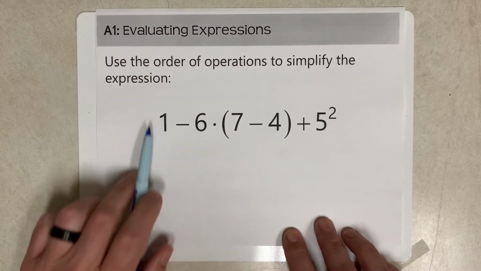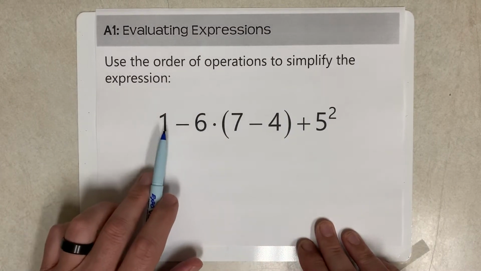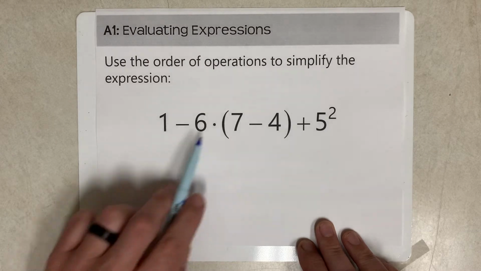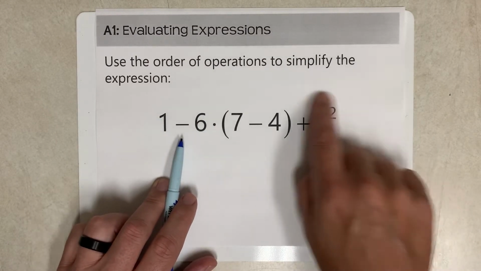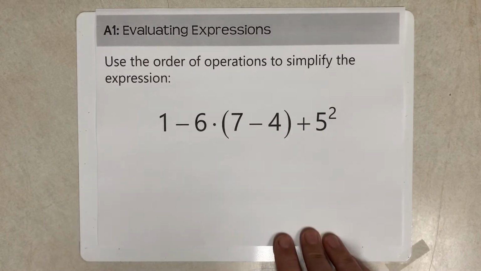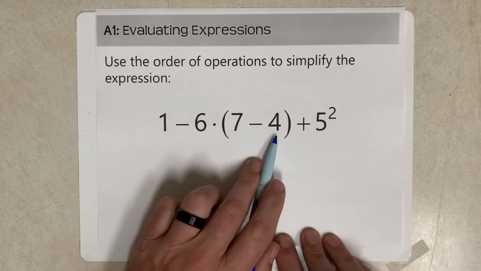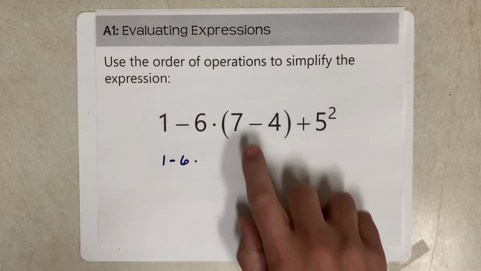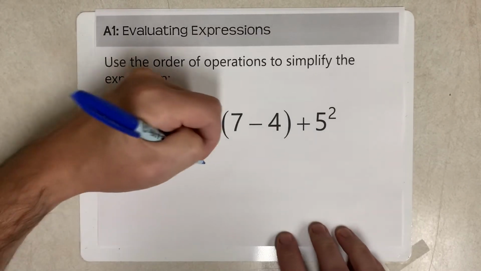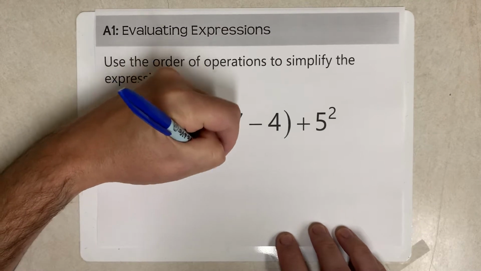So how would I simplify this? It's very tempting to do 1 minus 6 right at the start. Do not do that because we do not do subtraction before this other stuff. So let's take a look. We do need to do parentheses here. So I'm going to say 1 minus 6 times 7 take away 4 is 3. And I'm still going to use parentheses.